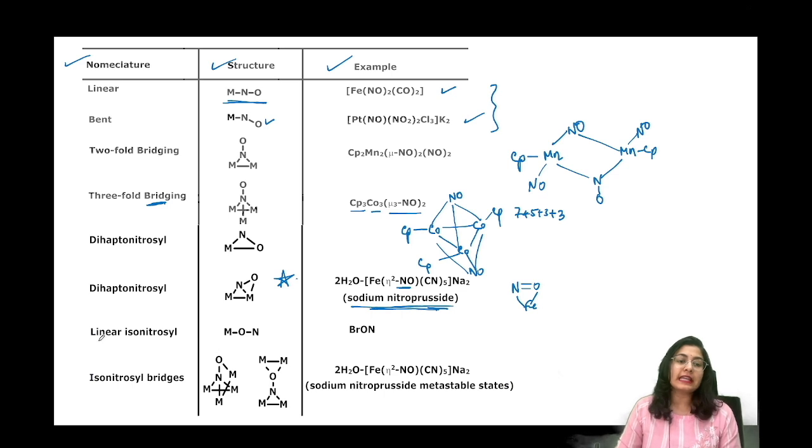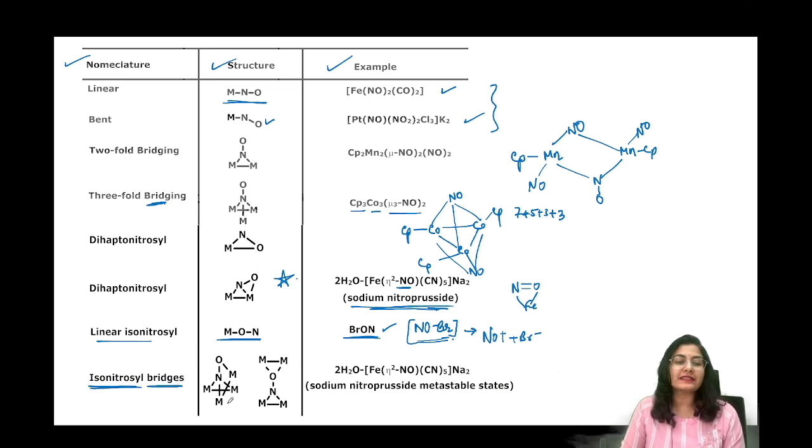Alright, next, linear isonitrosyl, that is connected from the oxygen side. It's very rare, so you have only one example, BrON. Or you can also write it as NOBr, because in your exam it is written as NOBr. It has been asked already. When NOBr reacts with something, it breaks down into NO+ and Br-. Okay, remember this. Isonitrosyl bridges.